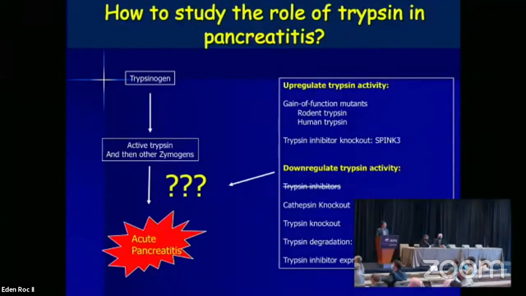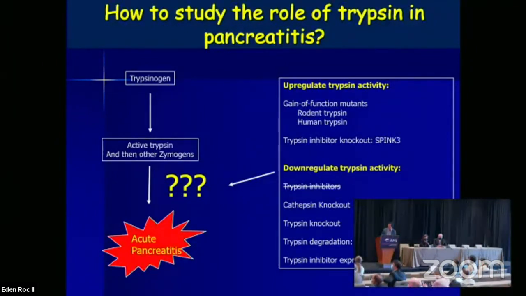So over the past 40, 50 years, great progress has been made to study how trypsinogen is activated in the pancreas. I think everybody in the room is involved in this study. But once the proteases are activated, how they cause pancreatitis is less well known until maybe the past 10 years or so. So how do we study the role of active trypsin in pancreatitis?